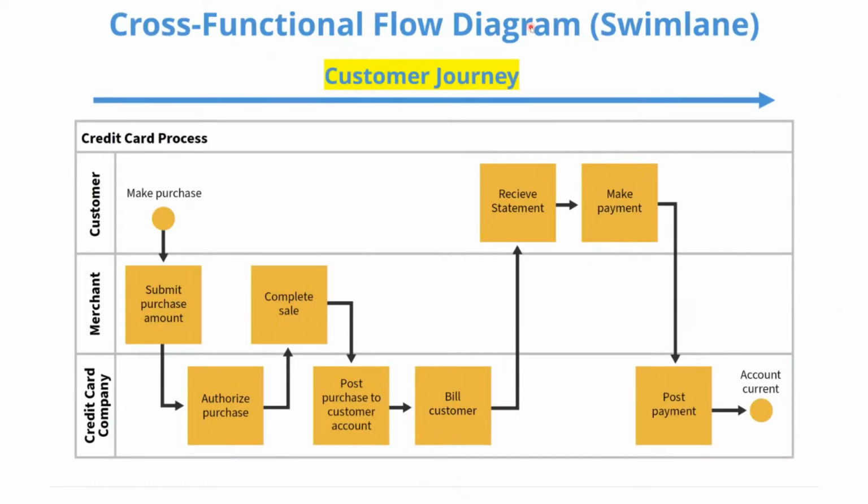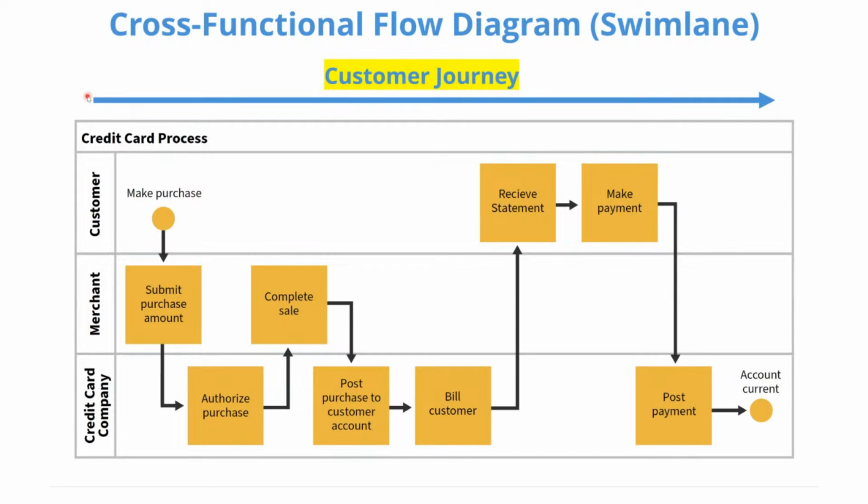Now, the cross-functional flow diagram, or swim lane, is the one that we're going to be using for this workshop. You have swim lanes like a swimming pool, hence the name swim lane. The simple boxes are not detailed, just major steps, like milestones in the process, and it goes from left to right.